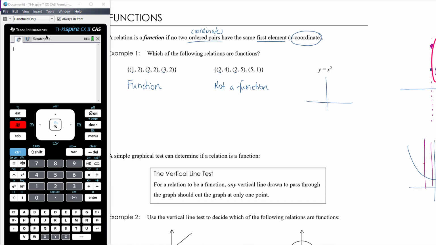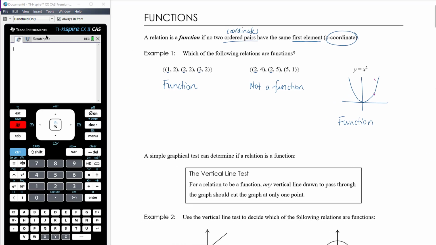We just talked about the parabola down here. So y equals x squared, this shape here. There are no 2 points on this graph that have the same x-coordinate. There's nowhere where we've got 2 points vertically above each other, okay? And so therefore, the parabola y equals x squared, or any parabola actually, is a function. So in terms of which of the relations are functions, that one and that one, those two are functions.